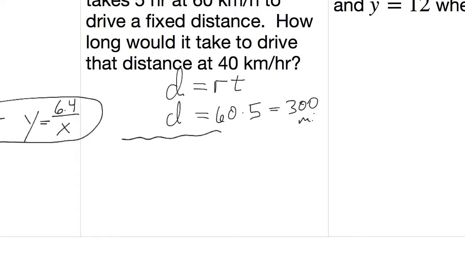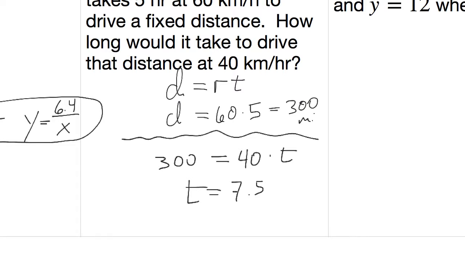What if we go a little bit slower? What if we change it from 60 kilometers per hour down to 40 kilometers per hour? How long is it going to take? You divide both sides by 40, then you get t is equal to 7.5 hours. So the speed decreases and the time increases. That's inverse variation.